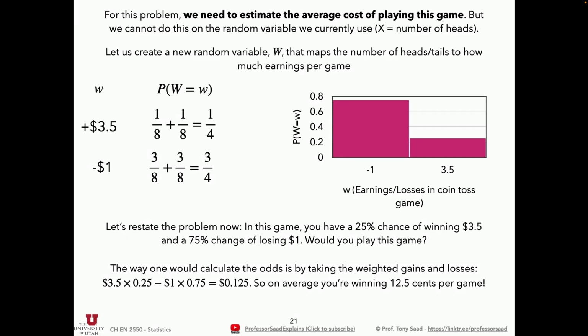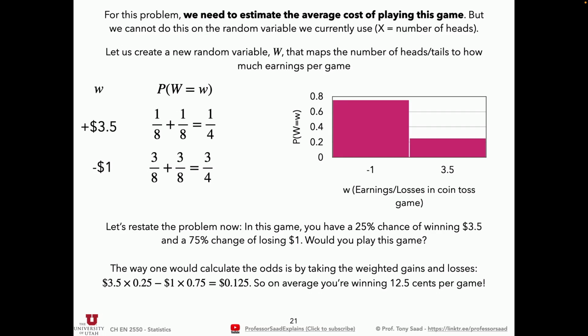If you do it, we have a 25% chance of winning $3.50 and a 75% chance of losing $1. And if you do this calculation, you actually come out ahead. You're winning $0.125 if you play this game. Now, we will later explain what this means on the next slide and later when we get to continuous. On average, we would say you're winning 12.5 cents per game. So if you play this for a long time, you are going to come out ahead.